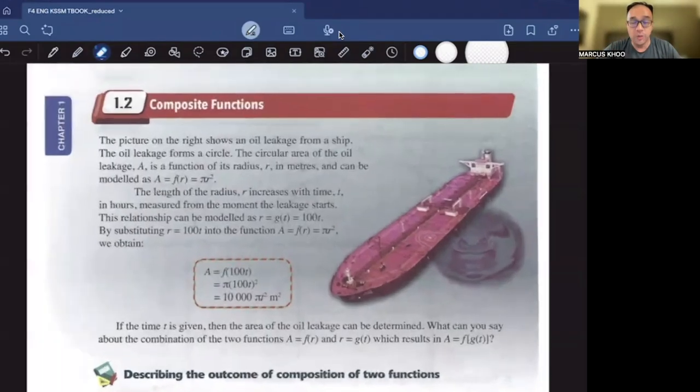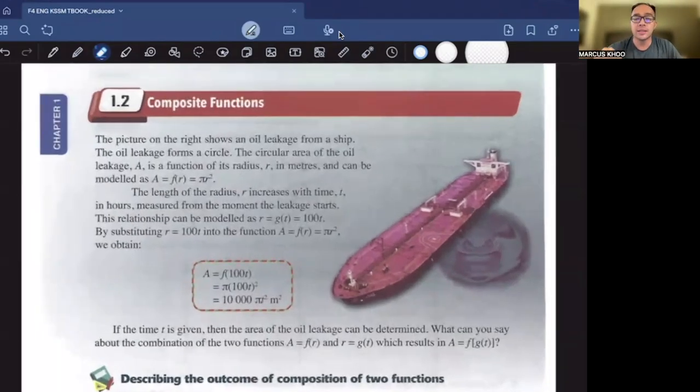Anyway, today we're going to start this topic. Okay, this subtopic, which is composite functions.